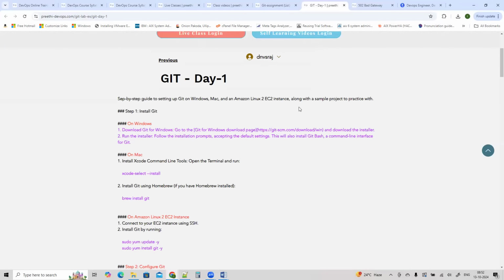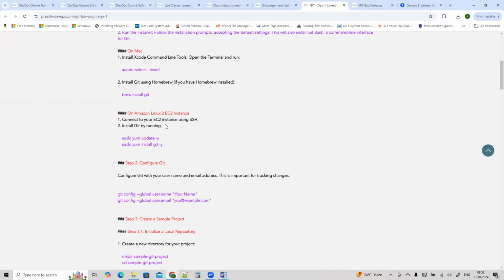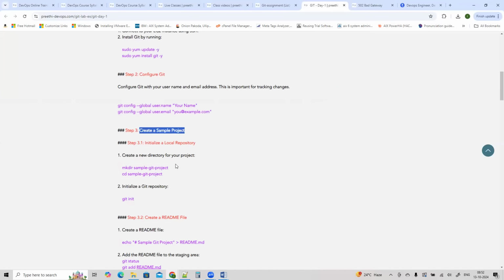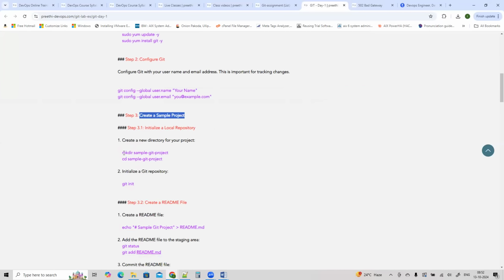In day one, we install Git on Windows and on Mac, how to update the EC2 instance, and how to configure Git. Then create a sample project. You can simply copy and paste this and do that.